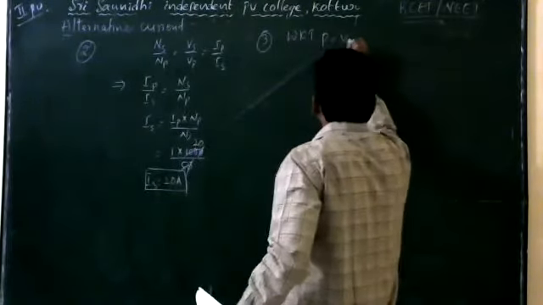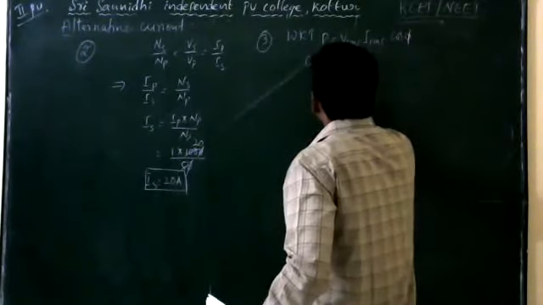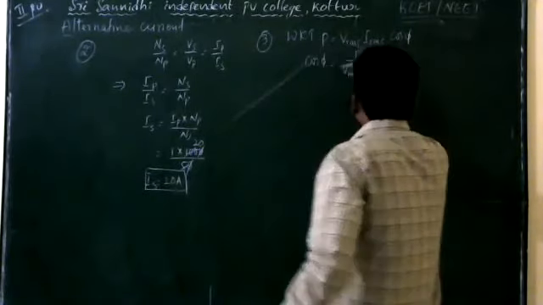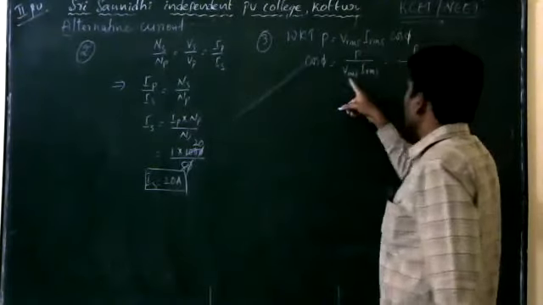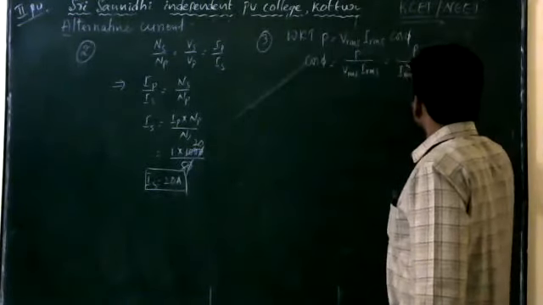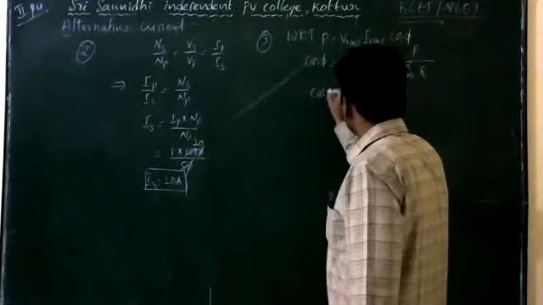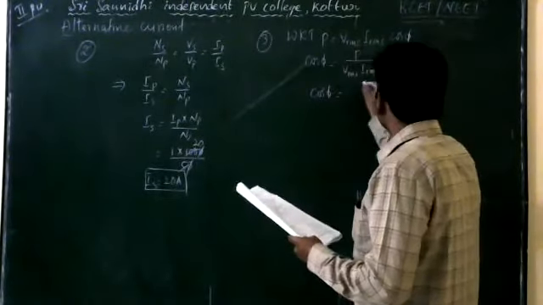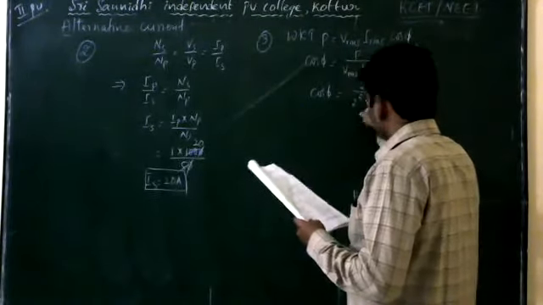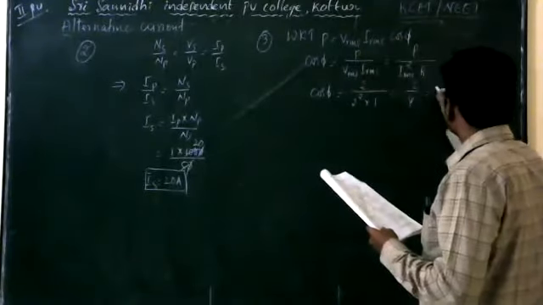The power P is equal to VRMS into IRMS into cos phi. So cos phi is equal to P divided by VRMS into IRMS. Since V is IRMS into R, P becomes IRMS square into R. Then we can change the formula: cos phi is equal to power dissipated 2 divided by IRMS 2 ampere squared into resistance 1, which is 2 divided by 4. This value is equal to 0.5, the power factor.